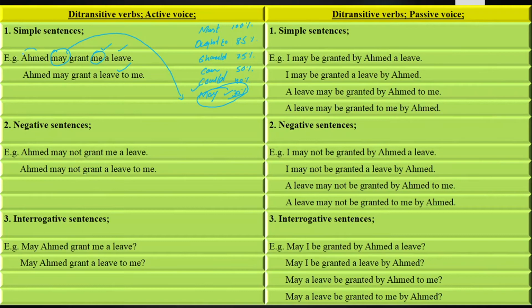Keep in your mind, Ahmad is the doer of an action, the subject. When you bring it in the place of the object, there by Ahmad, it will change into by Ahmad. So by Ahmad, here many students think that is the object, but keep in your mind it is not the object.